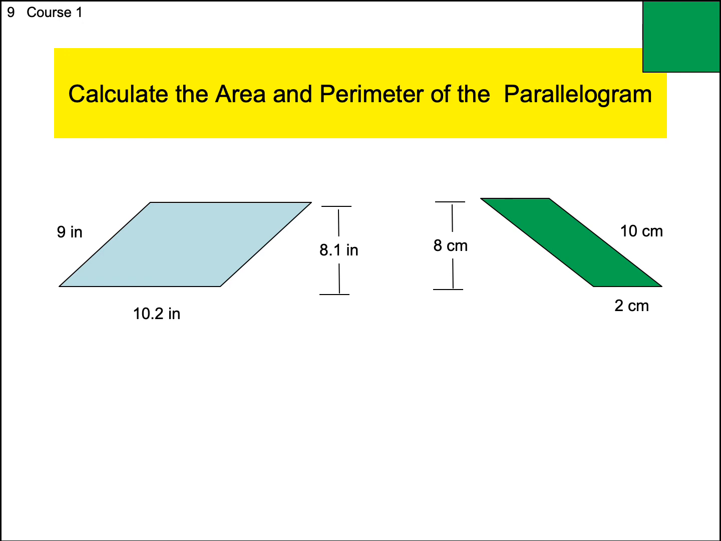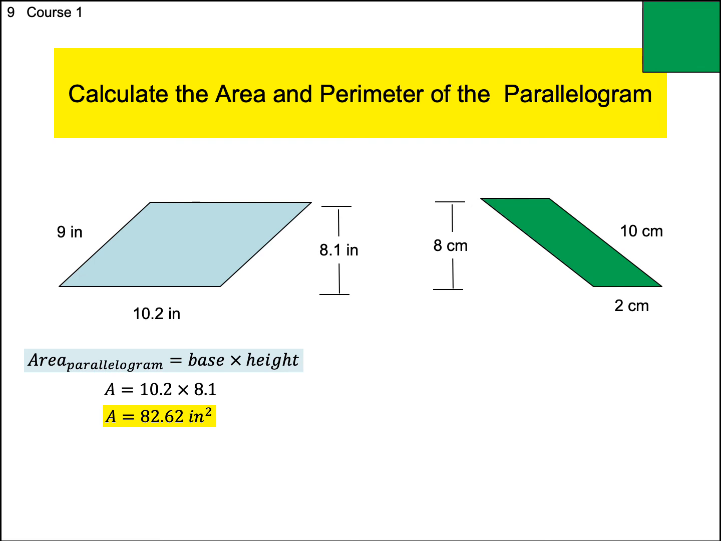Okay, how do you think you did? Let's check. So this first one right here. To calculate the area, we need the base. The base is 10.2. The height is 8.1. Multiply those together, and we get 82.62 square inches. To calculate the perimeter, that would be this side plus this side plus this side plus this side. Remember, if this is 10.2, this is 10.2. If this is 9, this is 9. So we're going to exclude this measurement right here, 8.1, the height, in the perimeter.